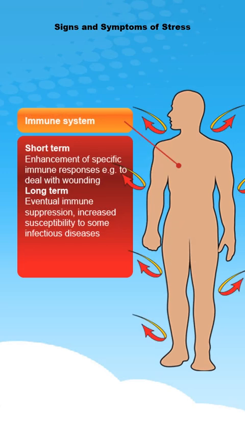Immune system. The short-term effects can include enhancement of specific immune responses, for example, to deal with wounding. And the long-term effects can be eventual immune suppression and also increased susceptibility to some infectious diseases.